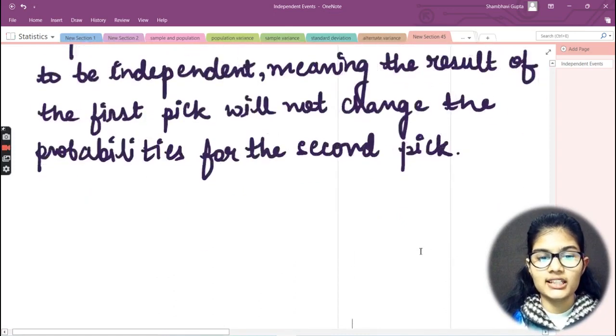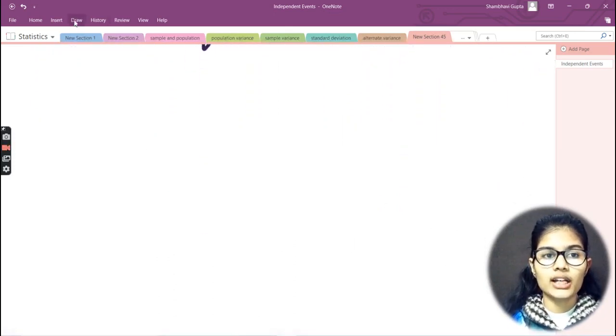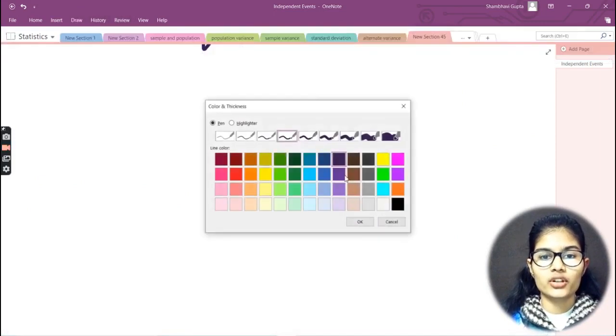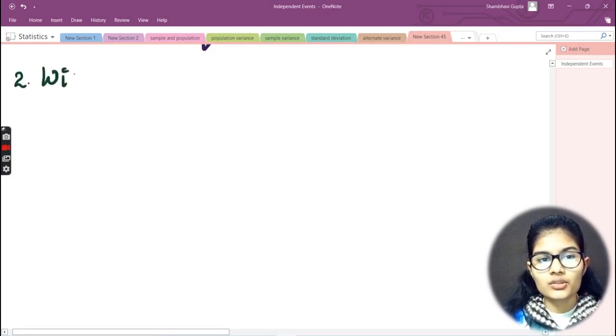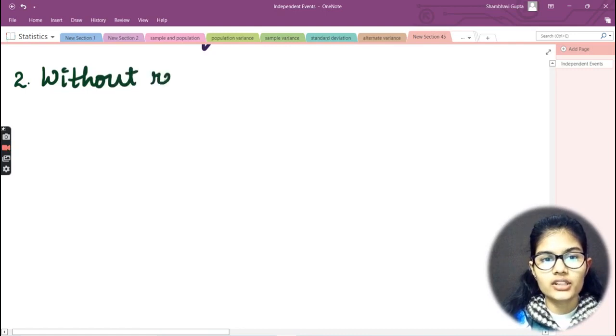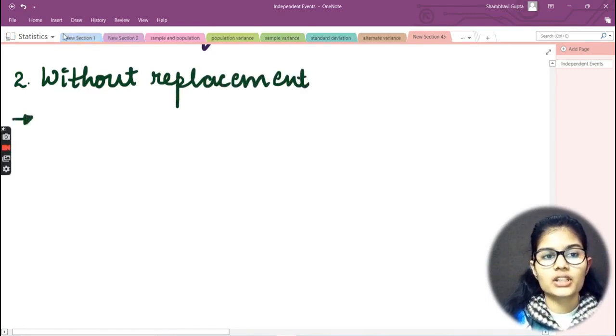Now, if I next talk about the second one, let me quickly hold on to a color here, the one which we used previously as well. The second one goes here, and that is the without replacement. Now let's learn what comes under this without replacement.